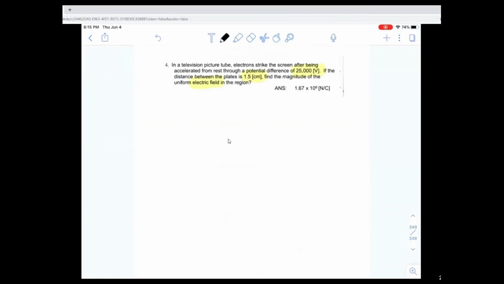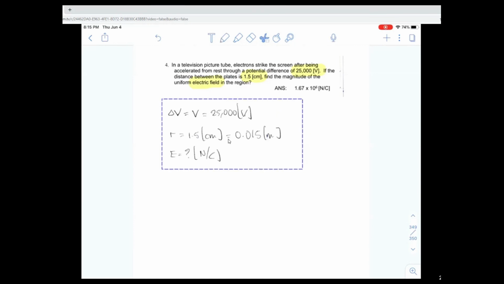The voltage potential difference is the same as voltage, so it's going to be 25,000 volts. And the plate separation distance is 1.5 centimeters, which is the same as 0.015 meters. Then figure out the strength of the electric field in between, in terms of newtons per coulomb. And that's pretty much it.